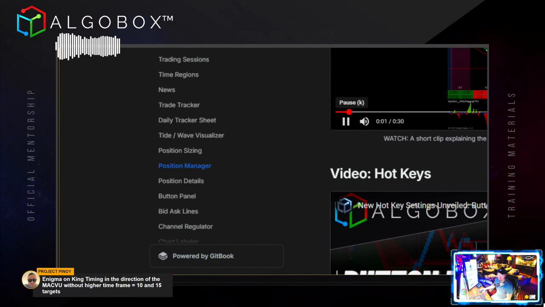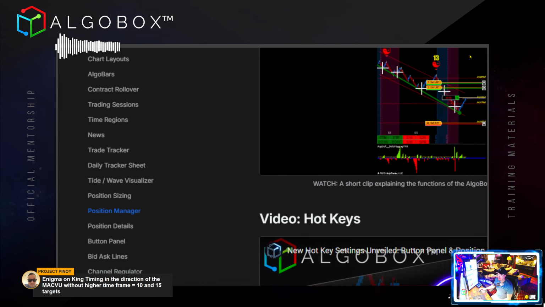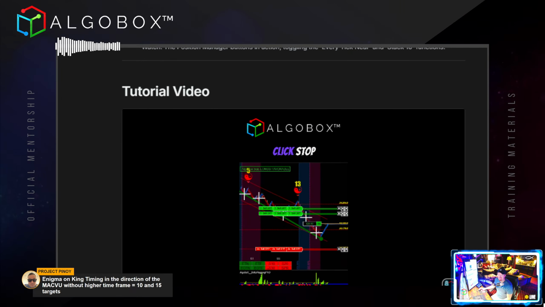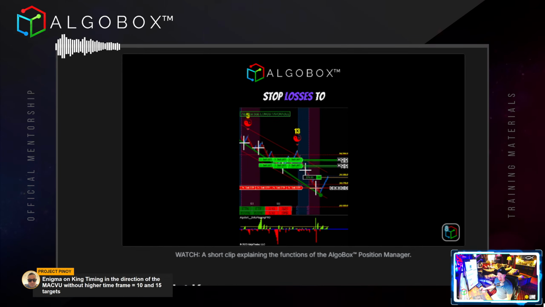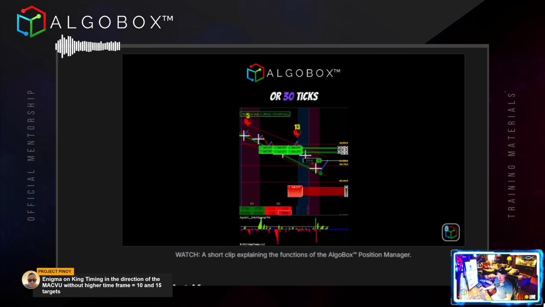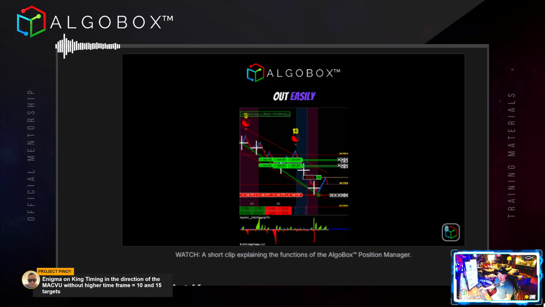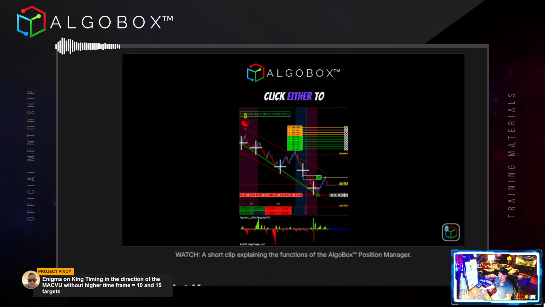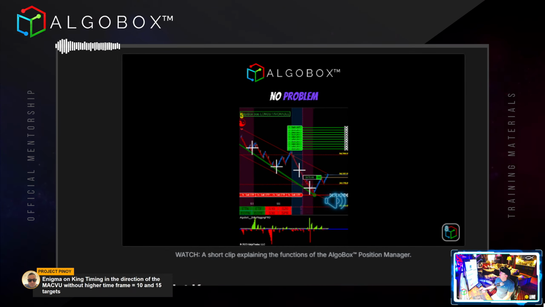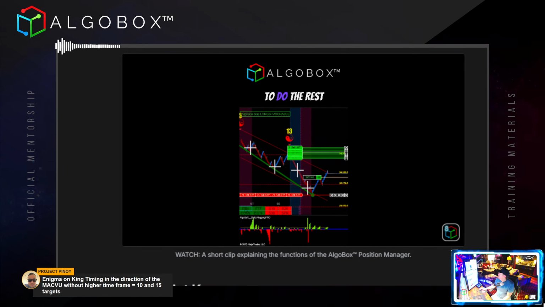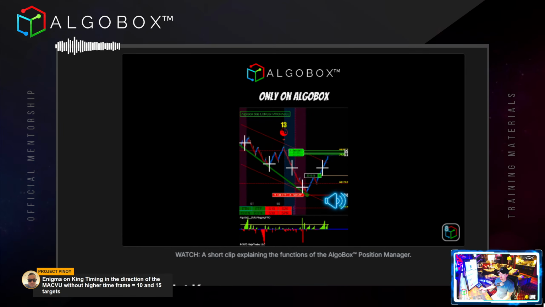Watch how easy your trading could be. One-click entry hotkey with stops and targets. One-click stop management groups all your stop losses to one tag, 10, 20, or 30 ticks away, or spread out. Easily spread out your targets with one click, either to the nearest or farthest of them. If you want the targets closer, no problem. Just move one of them and use the button to do the rest. Position manager buttons, only on AlgoBox.